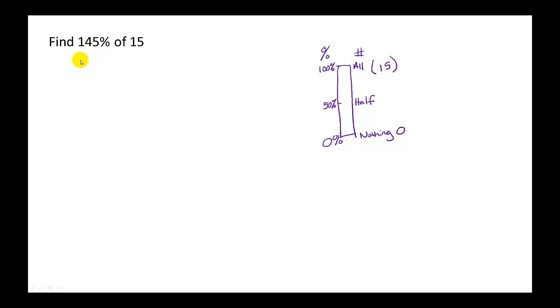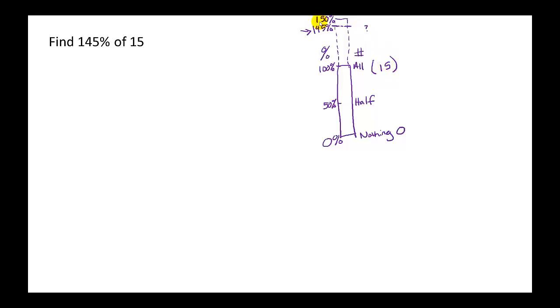But here we're told to find 145%, so we're going beyond 100%. So I actually need to extend this up and make it even bigger. If that's 50%, then maybe this would be 150%, which is the whole thing plus half more. But we're not going all the way, so we're going to be right here at 145%. This is what we want, so going across to the other side, we want to know what this value here is. We don't know what it is.